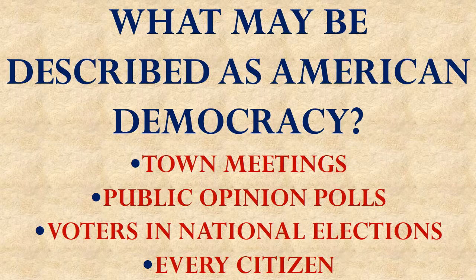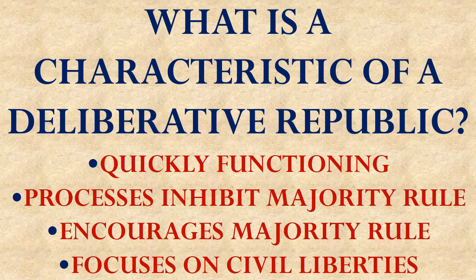What in the American system of government may be described as American democracy? Is it local town meetings? Or is it public opinion polls? Or is it the voters in America's national elections? Or is it every American citizen? Democracy means taking part in government. So the closest thing we have to an American democracy are the voters who participate in national elections.